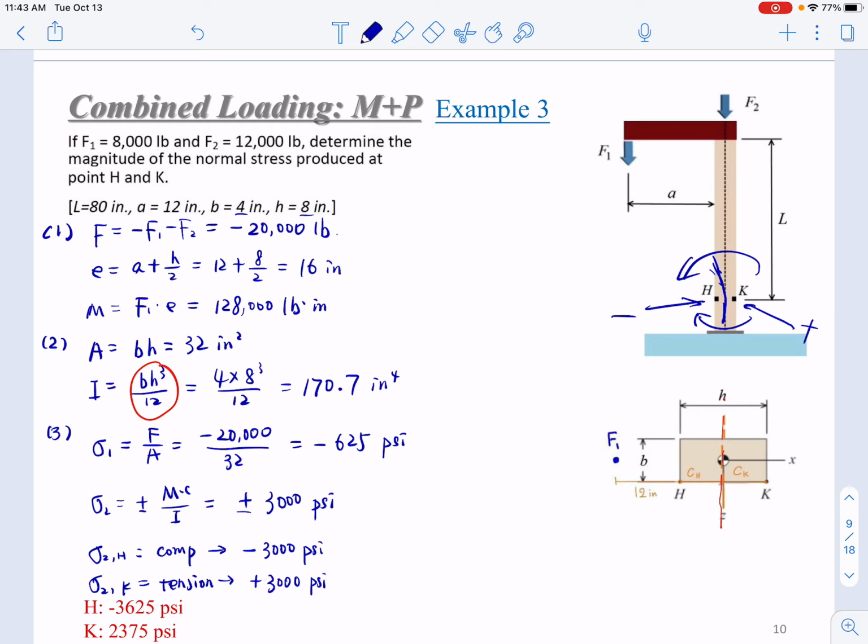Alright, so the last step, we can calculate that at the point H, sigma is negative 625 minus 3000. It will be negative 3625 psi. And at the point K, negative 625 plus 3000. This will be 2375 psi.